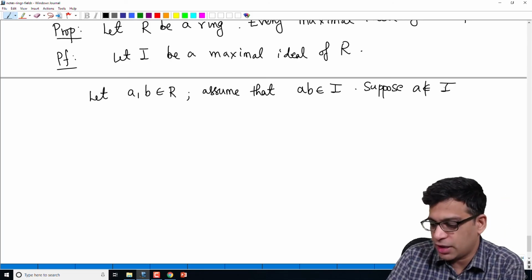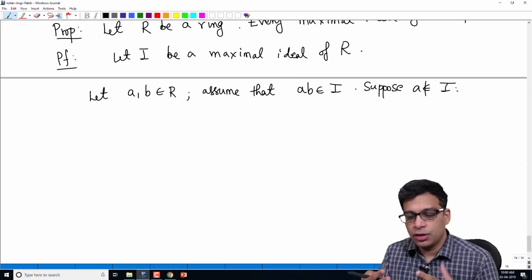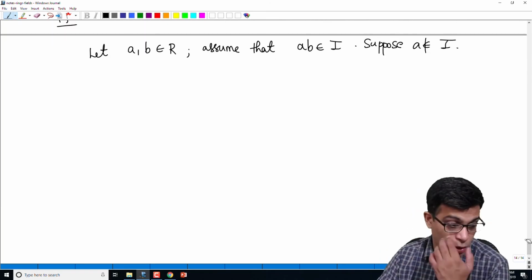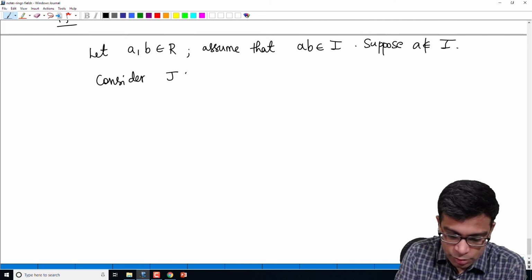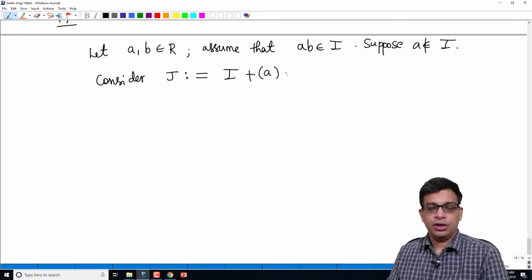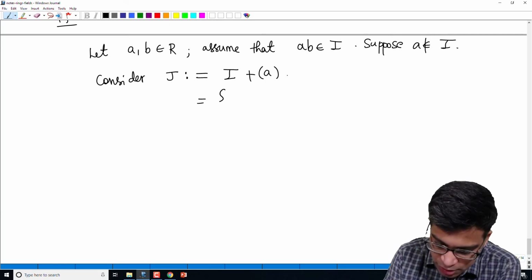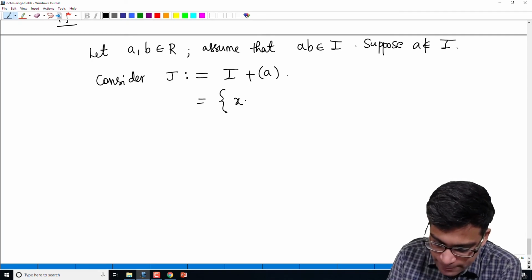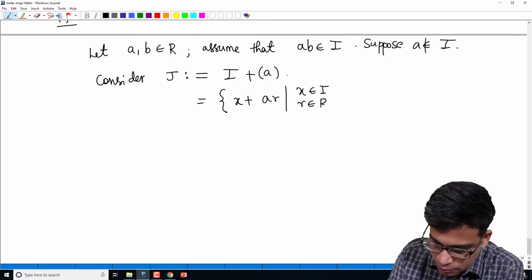If a is in I, we are done because we are trying to show one of them is in I. If a is in I, we are done. If a is not in I, we will show that in fact b is in I then. So suppose a is not in I. Then consider the ideal J defined to be I plus (a). If you remember, I have defined ideal sums earlier in a previous video, but to recall, these are all elements of the form x plus ar, where x is in I and r is in R.